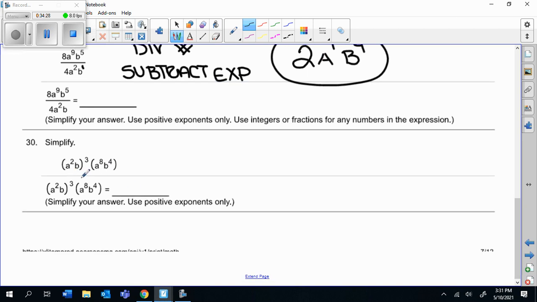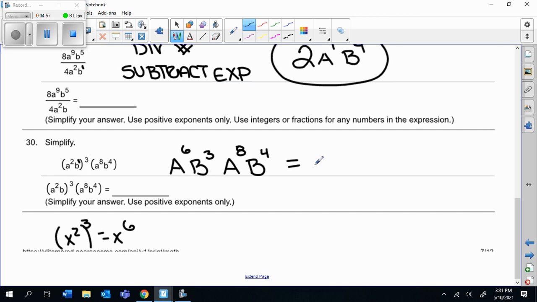On 30, we have an exponent raised to an exponent, so that is the product rule. For instance, if you have x squared raised to the 3rd power, you multiply them. So 2 times 3 is a to the 6th. 1 times 3 is b to the third, and then the other parenthesis can just kind of break out. And then we have a to the 14th, 6 and 8 make 14, and b, 3 and 4 make 7.